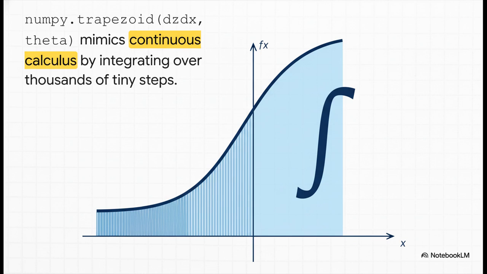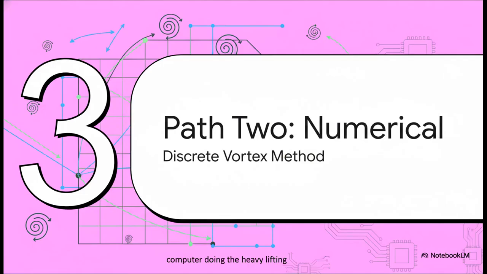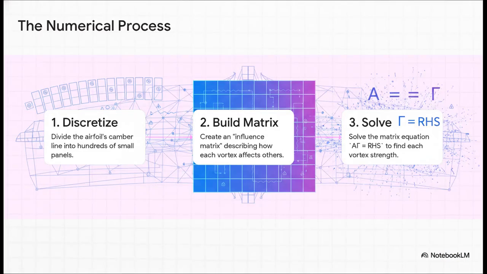So you get the same level of precision you'd get by doing it on paper. Okay, so that was the elegant way. Now let's switch gears completely and look at path number 2, the discrete vortex method, or DVM. And with this one, you can pretty much forget about elegant math. This is all about brute force, breaking the problem down into tiny pieces and throwing a computer at it. The process here is, well, totally different.